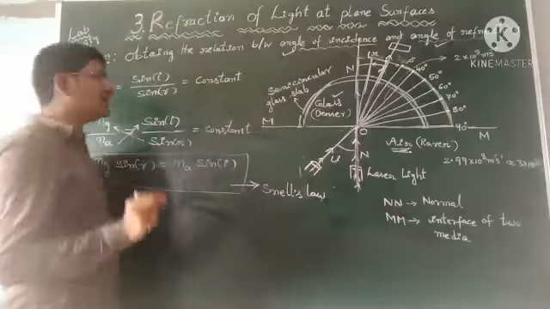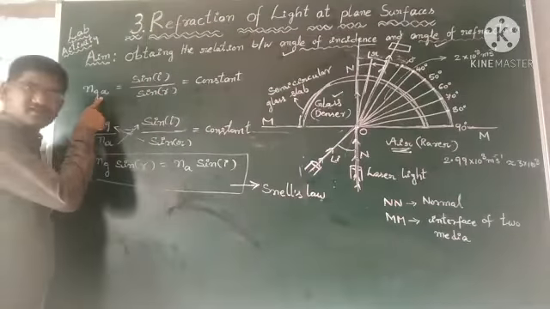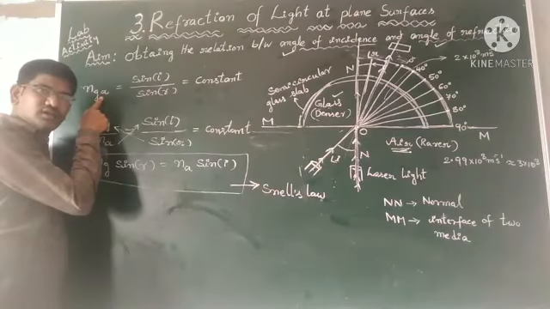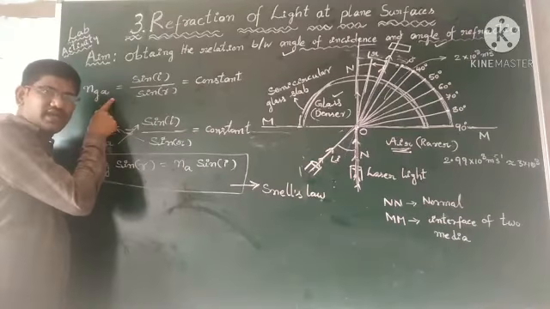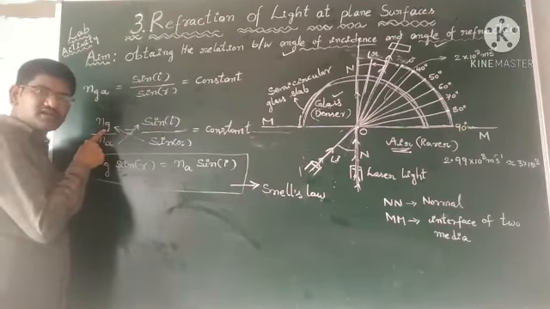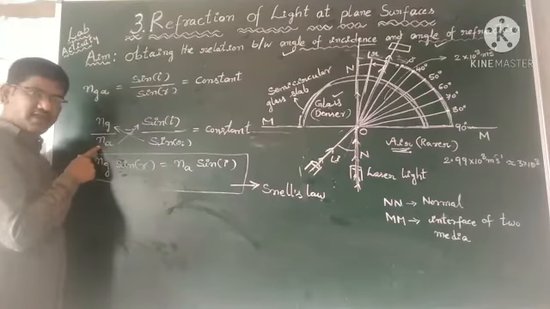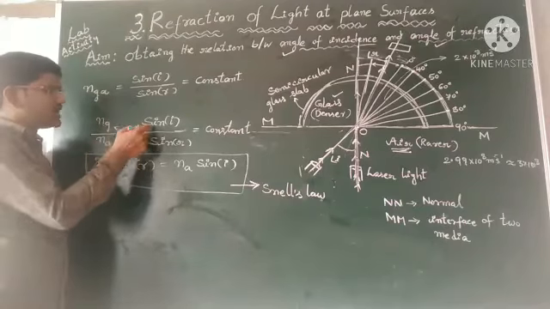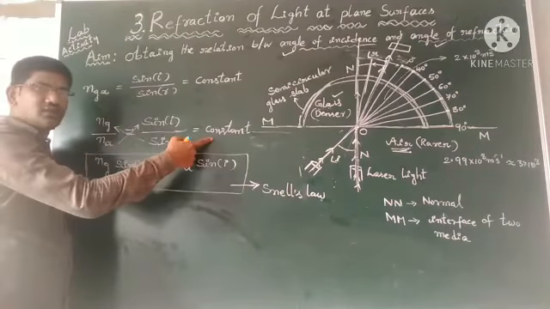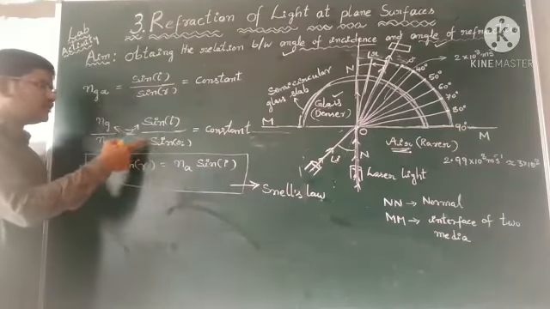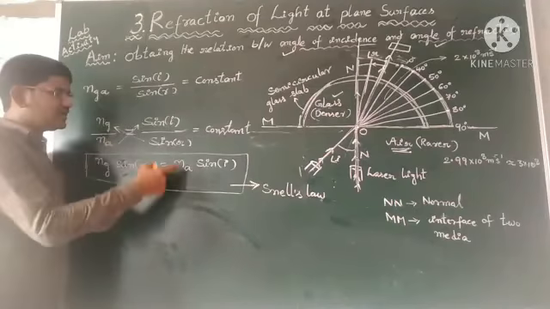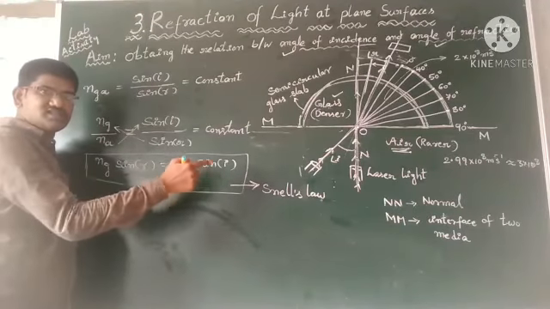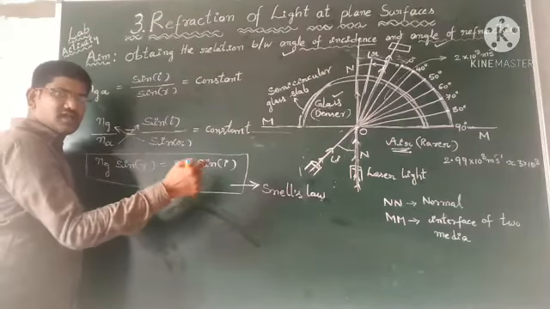Or in a better manner, as we have seen in the relative refractive index concept, the refractive index of glass with respect to air means the refractive index of glass by the refractive index of air. So n suffix g by n suffix a is equal to sin I by sin r, which is equal to a constant. While doing the cross multiplication, n g into sin r is equal to n a into sin I. This is the original Snell's law.